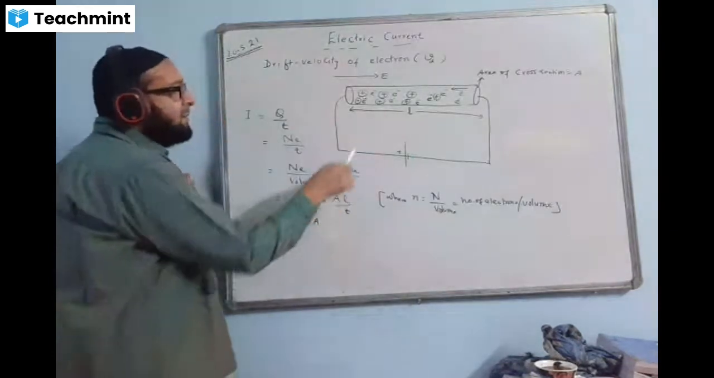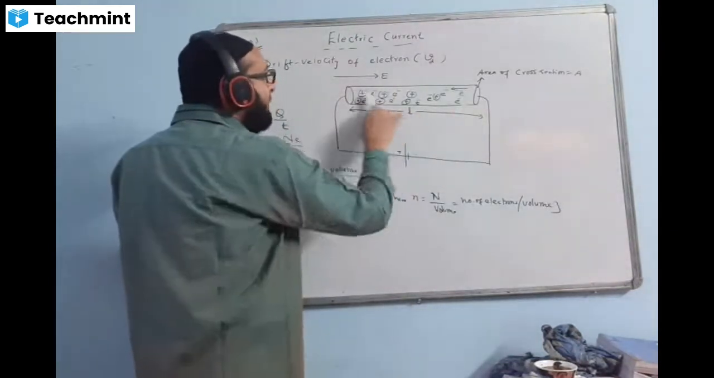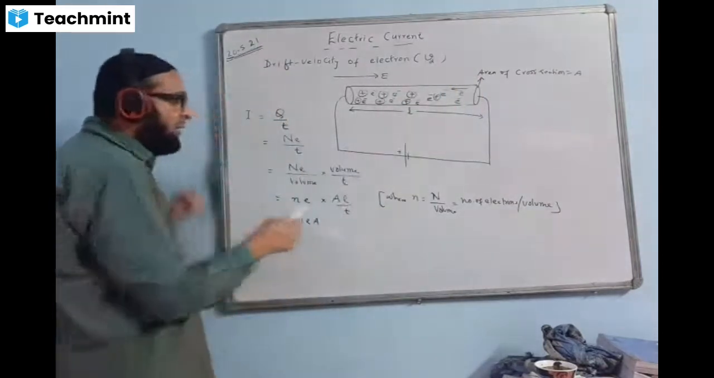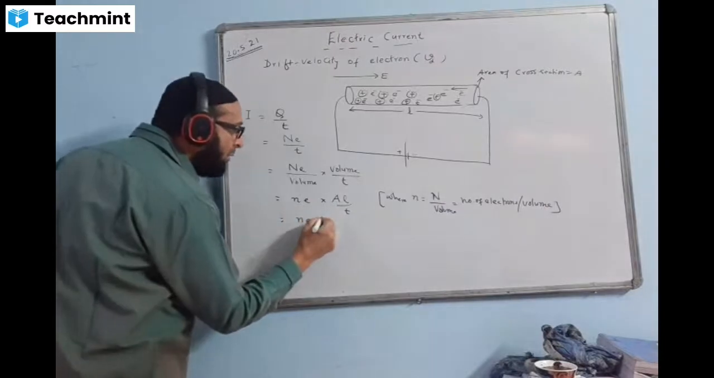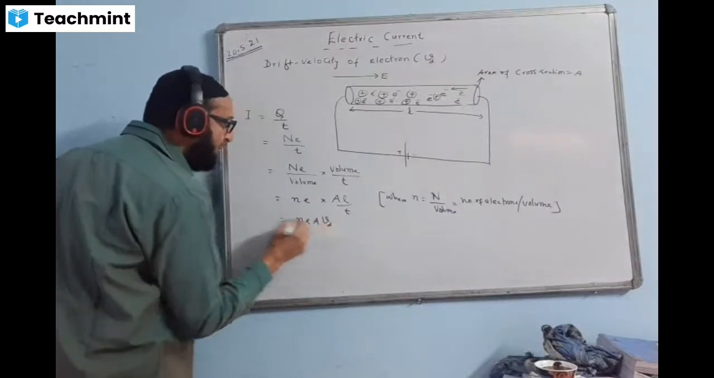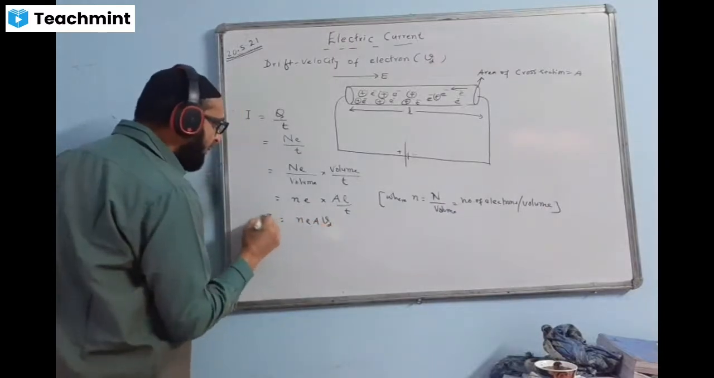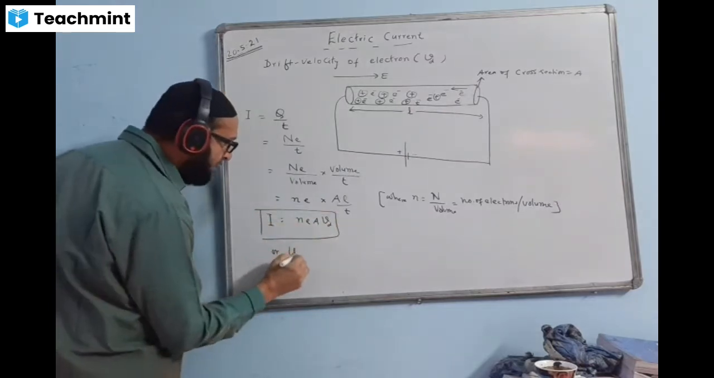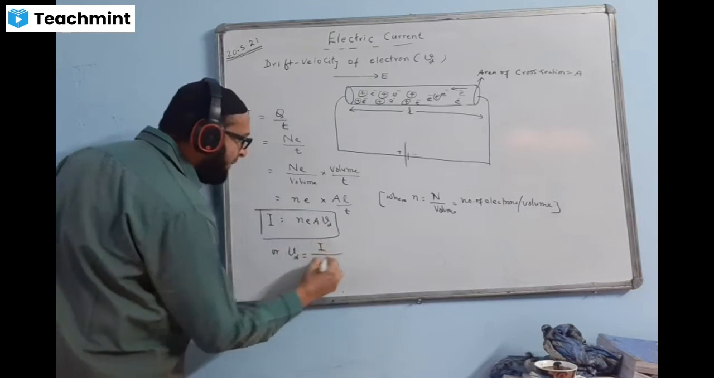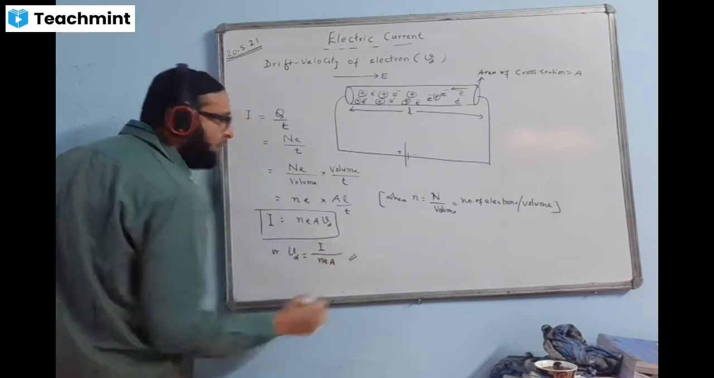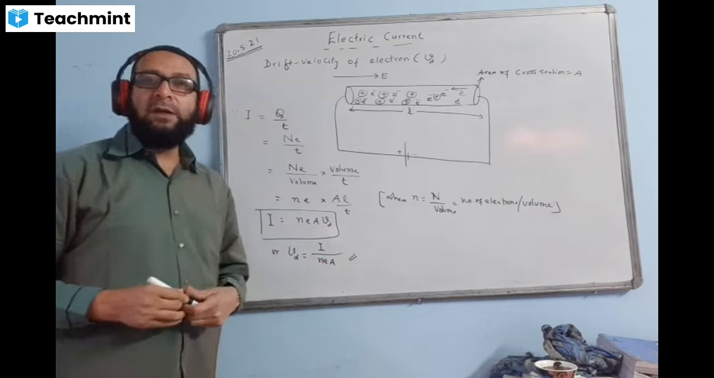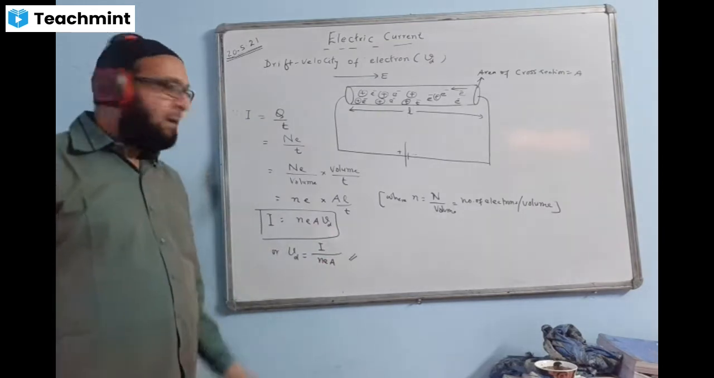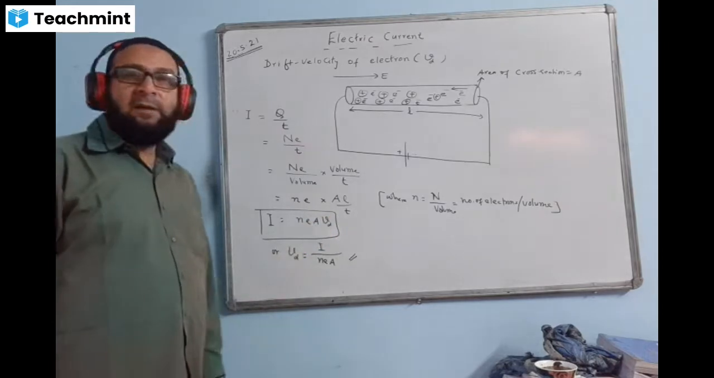Length upon time, that is distance upon the time. Within this the electrons are drifting or acquiring the drift velocity. Distance upon time is called drift velocity, Vd. So this becomes the formula: I is equal to NEA Vd, or we can write Vd is equal to I divided by NEA. This is the relationship we wanted to establish. So please copy here: L upon T becomes Vd, drift velocity.